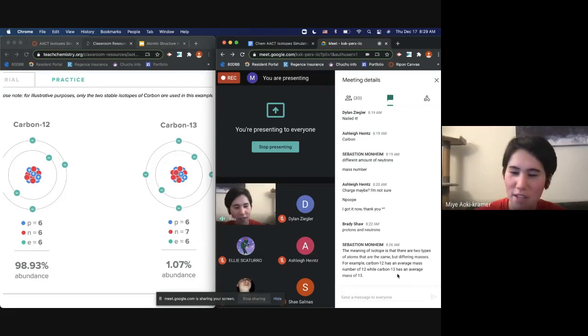So the word I'm looking for is neutrons. So how can we include neutrons in Sebastian's answer to make it a little bit more specific, because we could have two atoms with different masses, but they could be two different types of atoms. So what are we going to change about neutrons to make our mass of the same atom different?